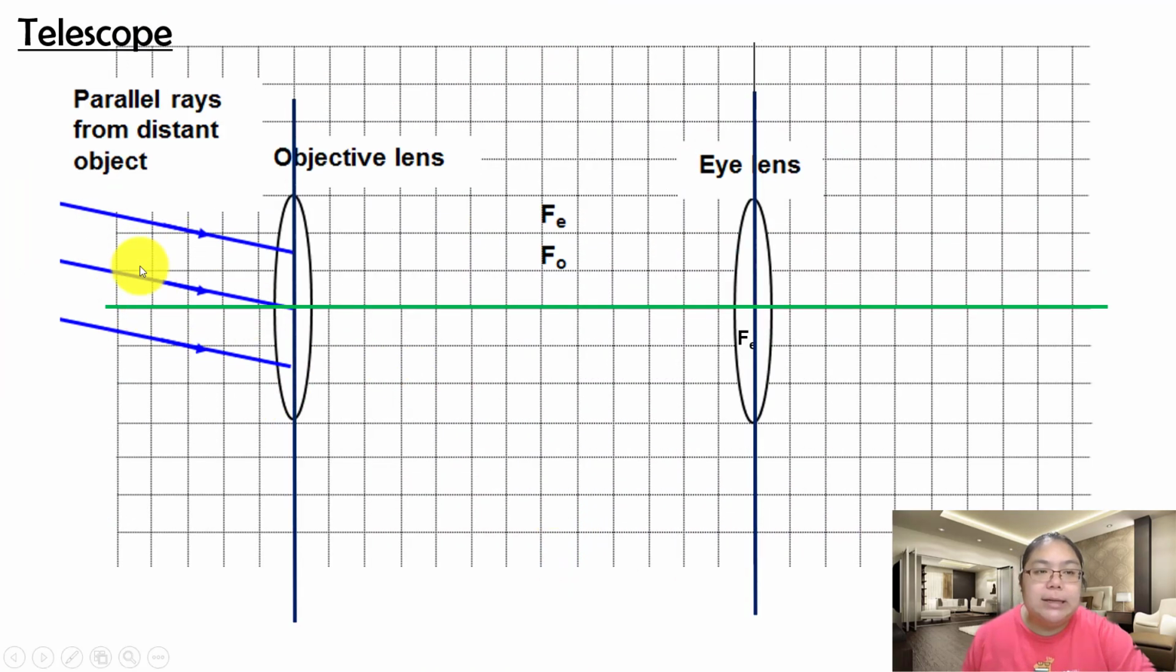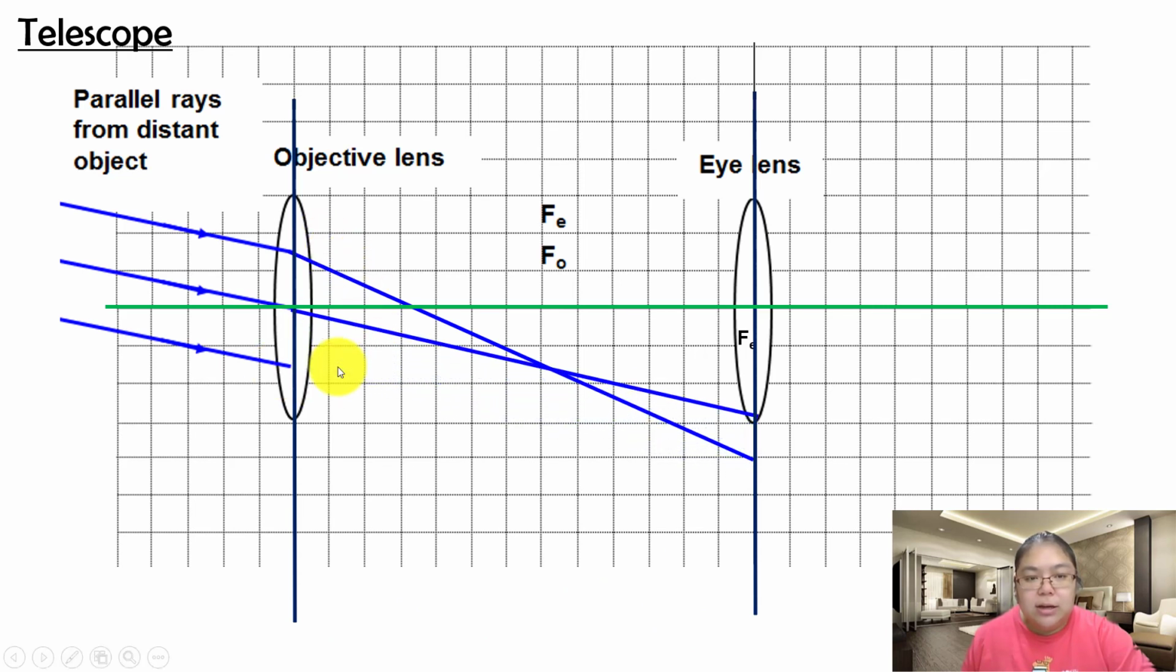This one is a parallel ray from the distant object. So we draw the third ray first, because the third ray is a straight line. Okay, this one is the first ray. Then the third ray. Before you start to draw, you set your image first, because the image must be located at this point. Now the 3 rays join already, so this point should be the first image.